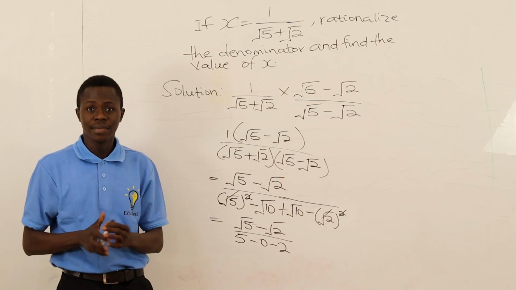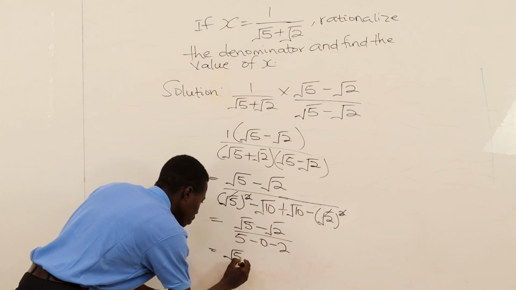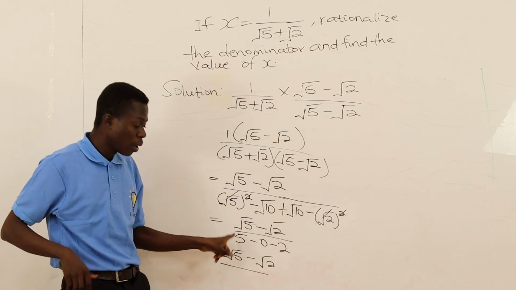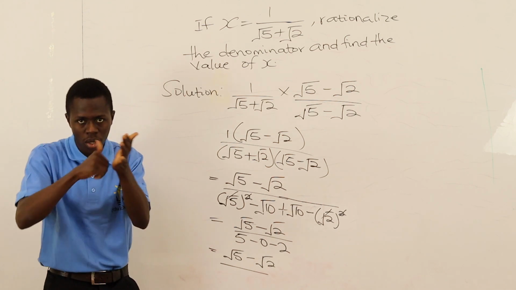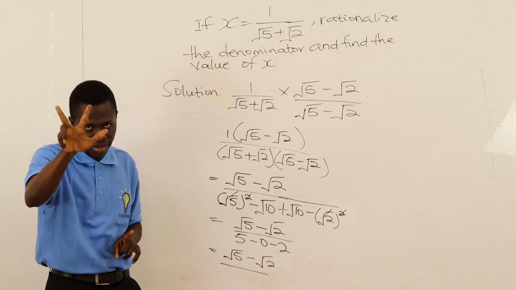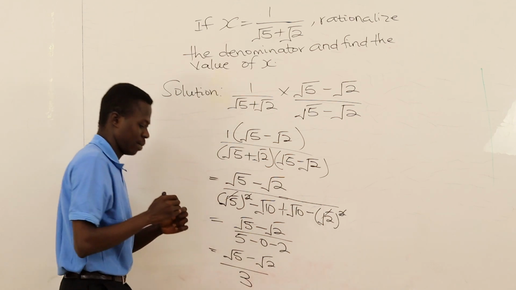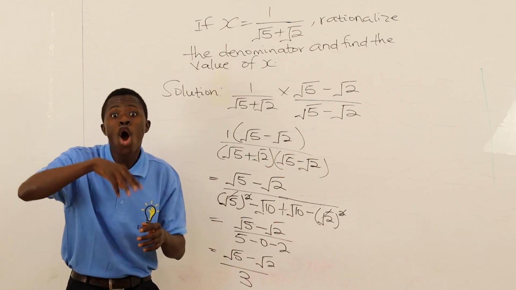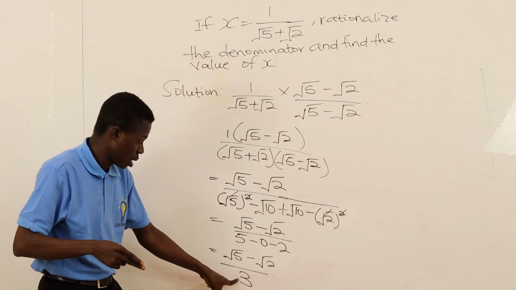So we continue, and then we have square root of 5 minus square root of 2. Then 5 minus 2 will give us, try doing this subtraction. Yes, 5 minus 2 will give us positive 3. So we are going to have 3. Now you can see that the square root sign is off and we are left with a number as a denominator, meaning we've been able to rationalize successfully.